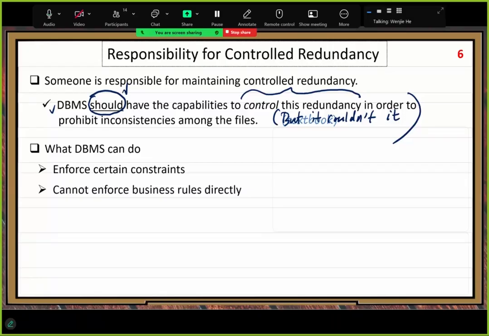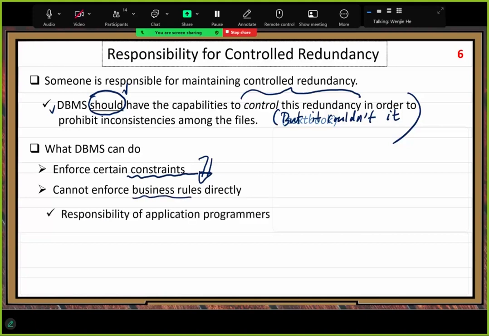Cannot enforce business rules directly. Because usually most of the business rules are very complicated. Yes, it's hard to use constraints, because the direct way to represent business rules is to define different constraints. But if they are too complicated, then we cannot use constraint definitions to define the business rules.